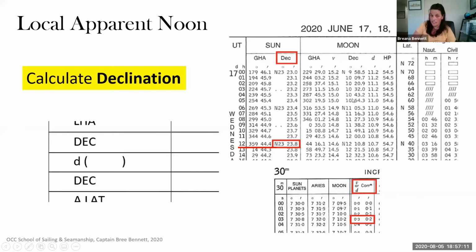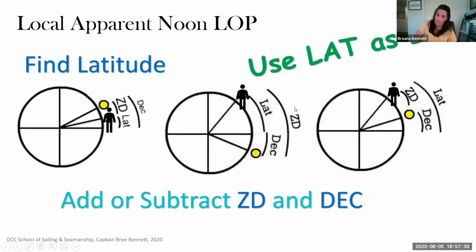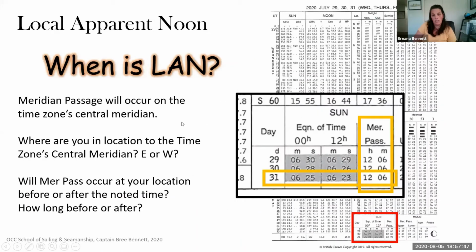To calculate declination, we have declination, little d. So we do have to look up the daily page in the Nautical Almanac, get our declination, and then go to the minutes and seconds and get our d correction. So we still have to do that step. Then we're going to use our little drawing to decide if we're adding or subtracting. And then we get LAN.